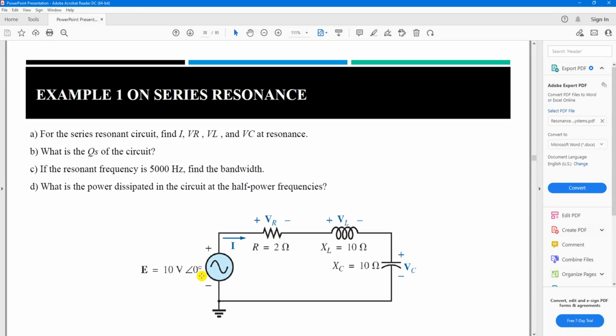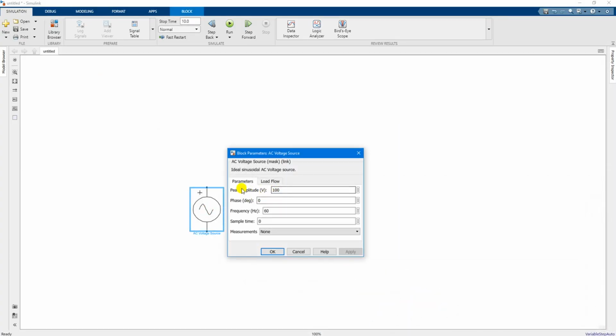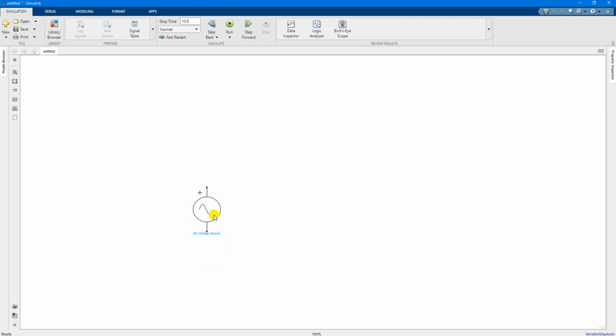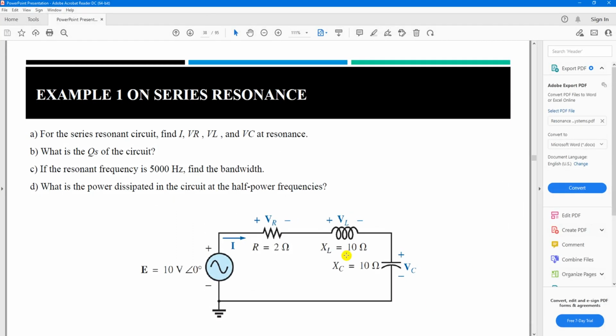Now this AC voltage is 10 volt peak and angle 0, and its frequency is 5000. So I double click here: the peak amplitude is 10 volt, the phase angle is equal to 0 degrees, and the frequency is 5000 because it is our resonant frequency. So this is our supply. The second step is that we need to put a resistance of 2 ohm, XL equal to 10 ohm, and XC equal to 10 ohm.